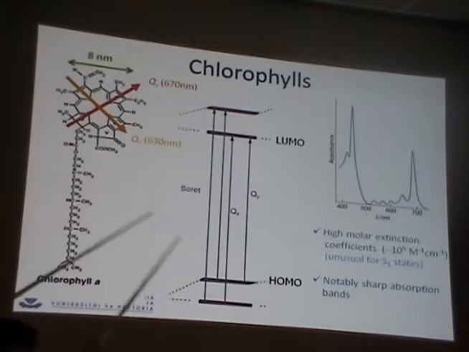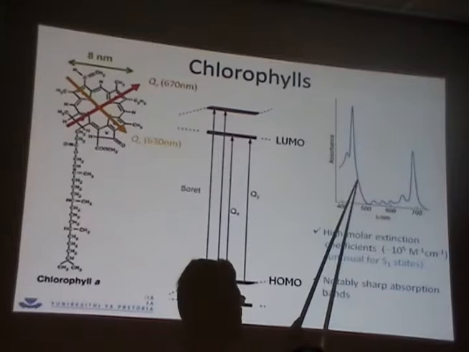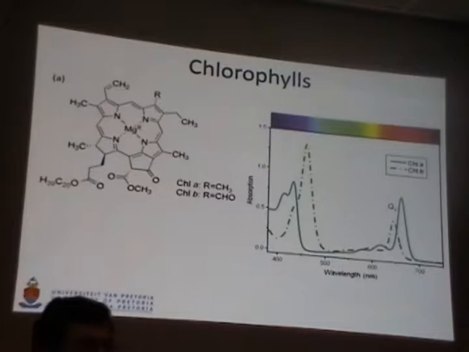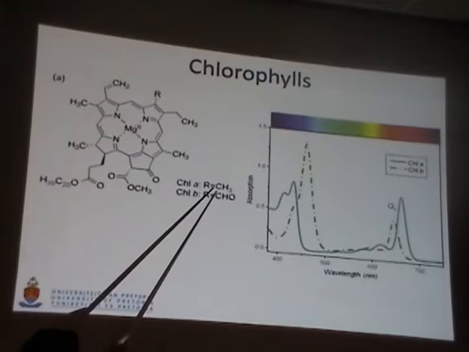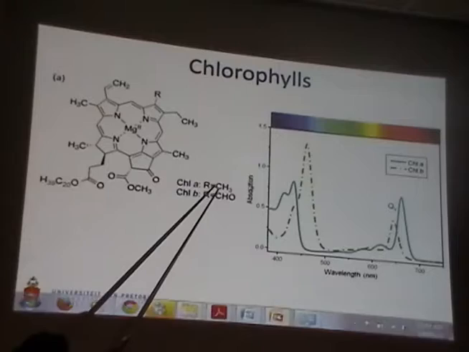Okay, these bands we have the QY band, QX band, and very nice solar bands. So this is the one pigment. And now Chlorophyll A and B are the two different pigments in plants, and they just differ by this one chemical group. So Chlorophyll A has a CH3, Chlorophyll B has a CHO. By changing this group, you have a pretty remarkable change in the absorption spectrum.